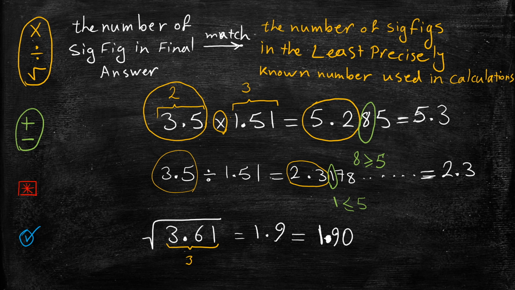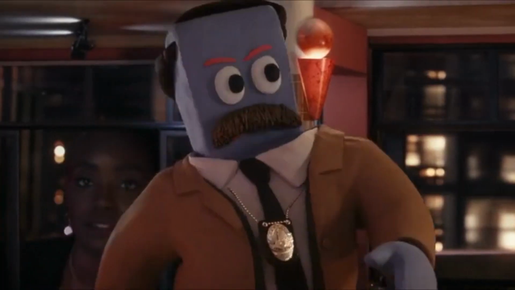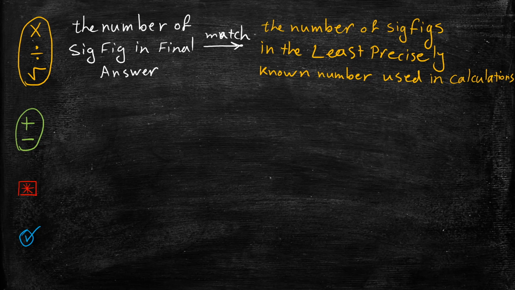Let's now go to the rule that is related to addition and subtraction. In here, we consider the number of decimal places in the final answer. Now, we're not talking about the total number of significant figures in the final answer. We're just talking about the number of decimal places in the final answer.